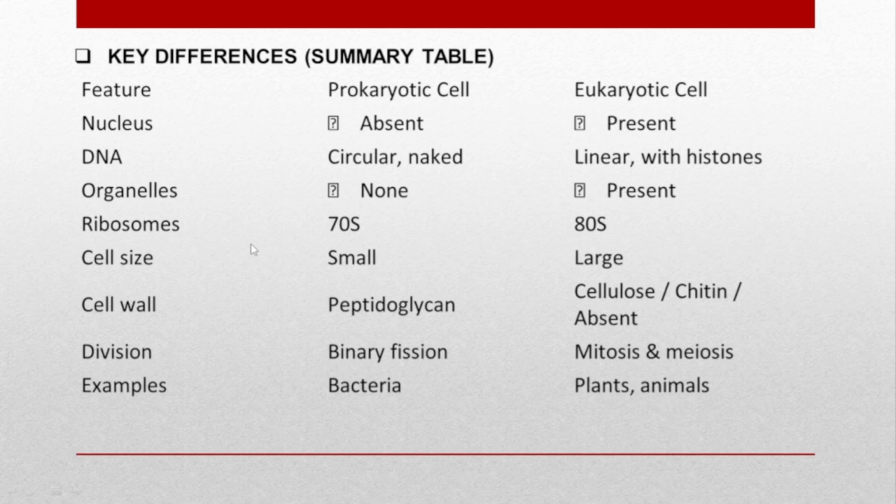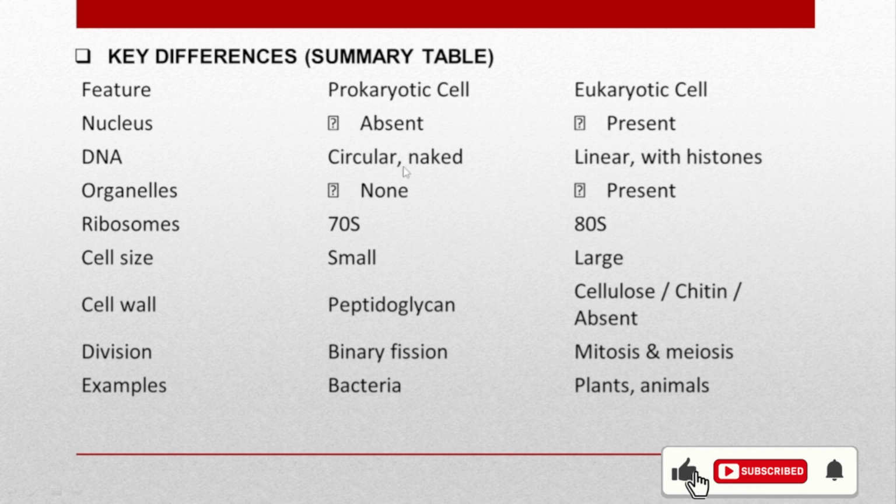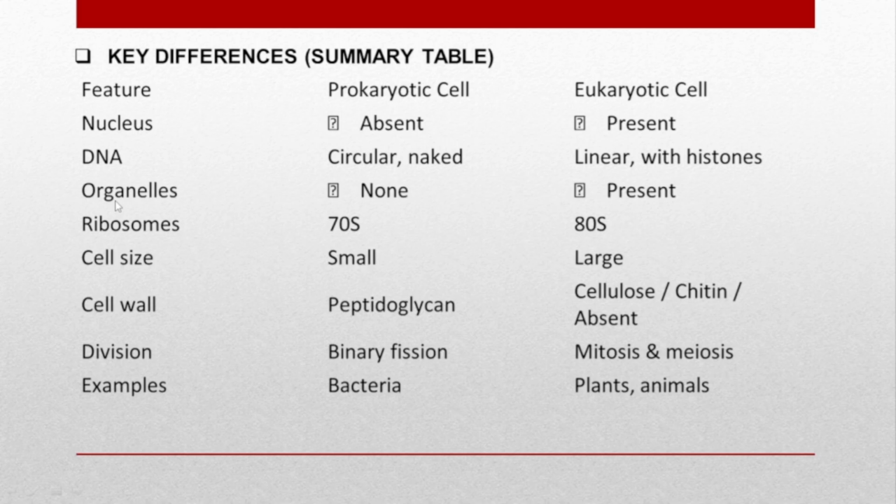We can see the difference between the prokaryotic and eukaryotic using this table. From this, there is a feature column, then prokaryotic, and lastly eukaryotic. The nucleus is absent in prokaryotic, and in eukaryotic the nucleus is present. The DNA in prokaryotic is circular and naked, and in eukaryotic it is linear with histone protein. The other one is organelles. Organelles are absent in prokaryotic, and present in eukaryotic, mainly membrane bound organelles.